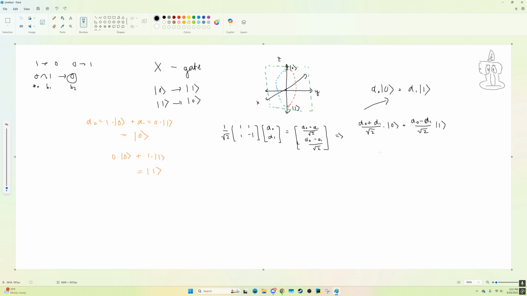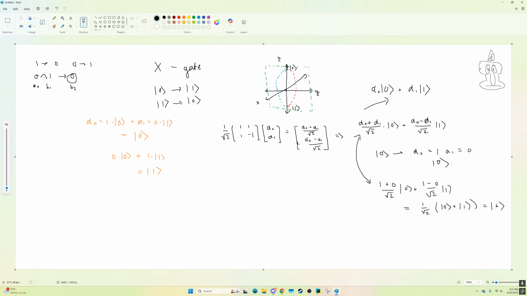So what we're going to do now is take as an example ket 0. If you apply Hadamard to it, what was ket 0 originally? It was alpha 0 equals 1 and alpha 1 equals 0, right, to get ket 0. So now if you apply the Hadamard transformation, using this formula right here, we get 1 plus 0 over square root of 2 times ket 0 plus 1 minus 0 over square root of 2 times ket 1. And that simplifies to 1 over square root of 2 times ket 0 plus ket 1, which is exactly equal to the plus state.